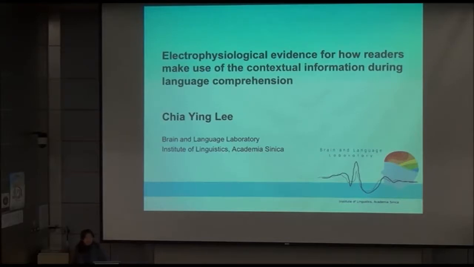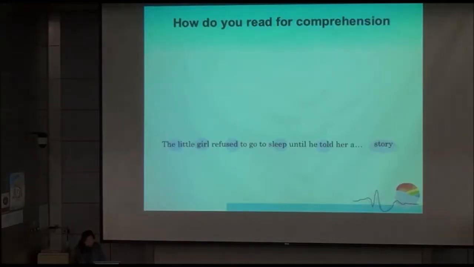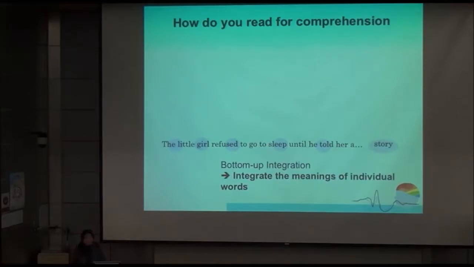This afternoon, I will present a series of ERP studies to address two questions. The first one is how to read for comprehension. In the literature, there are at least two types of comprehension process. The first one is so-called bottom-up integration. That means when you read a sentence, you retrieve the word's meaning and then try to integrate the meaning into the context. So this is so-called bottom-up integration.